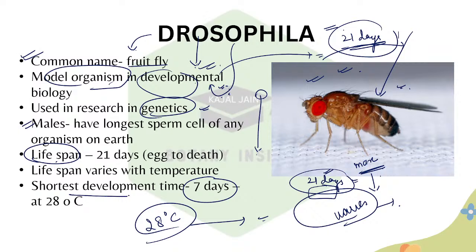Every single point written down is important. First, the common name is fruit fly. Second, it's a developmental model organism in developmental biology. Then it's used in research. The male Drosophila have the longest sperm. Then the lifespan is 21 days. The lifespan varies with the temperature. This is a very, very important statement. Okay, remember this particular statement. You can get this in your questions. You can easily get this particular thing. Then the shortest developmental time is 7 days.